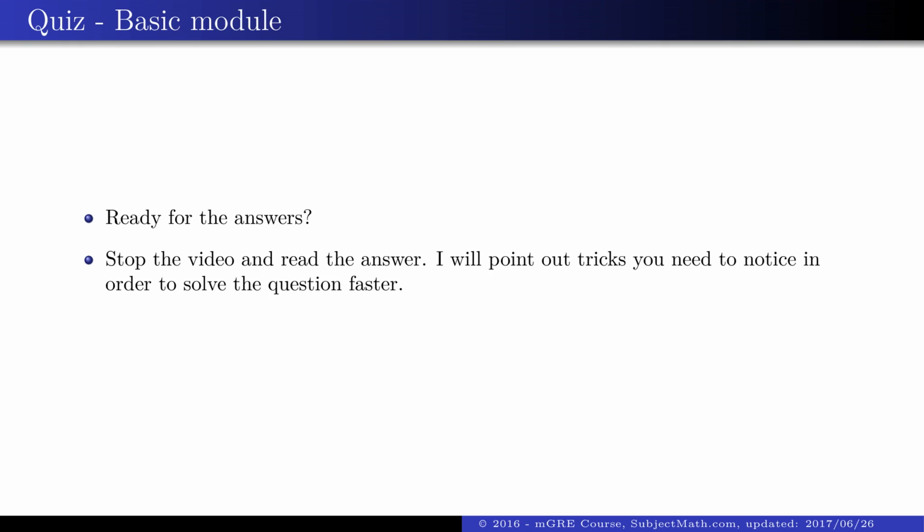Let's review the quiz. Stop the video to review each question. As I unfold the steps of the solution, if you feel you want to redo the question, by all means stop the video, do the question, and continue with the review. I will point out important remarks and especially tricks that one can use to solve a particular question faster.